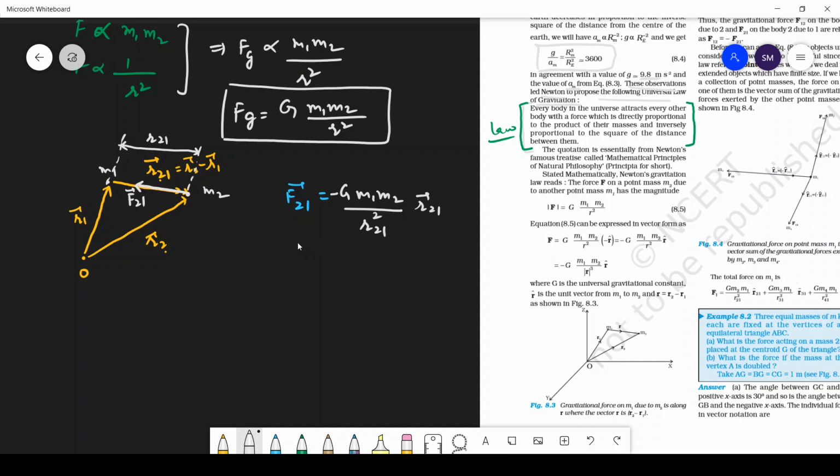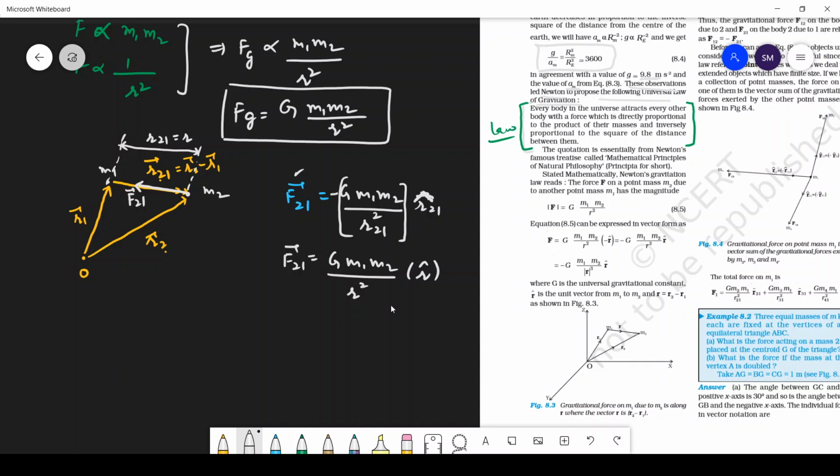Okay. And if you are writing R21 is equal to R, then we can write it in the same way, G m1 m2 divided by R21 squared. You can write R square, and here, students, that's the mistake. What's the mistake here? See, any vector is equal to its magnitude and then its direction. Direction is always given by a unit vector. Okay, so that's the unit vector.